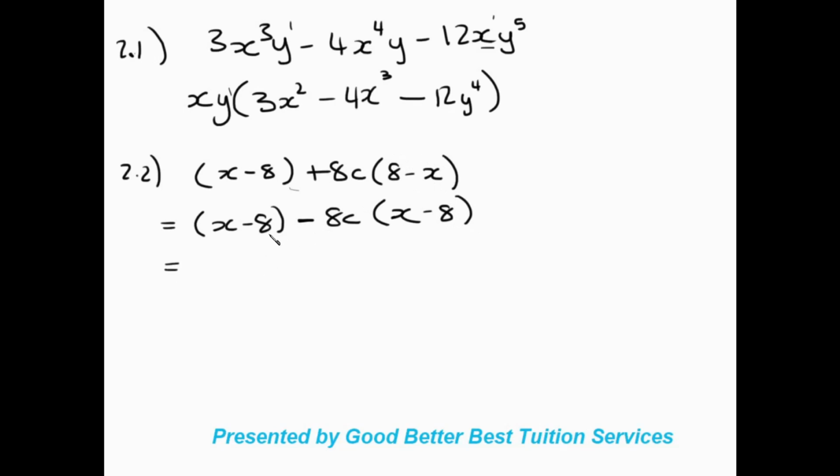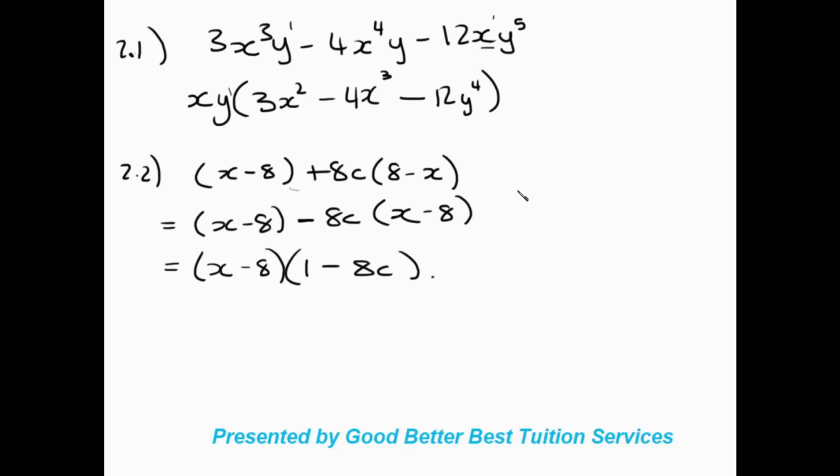Once that's happened, we can see now we have a common factor of x minus 8. So we take x minus 8 out of each side over here. So we're taking x minus 8 out of x minus 8, so we know that it's going to be 1. Now we'll put in this minus sign, and then we're saying 8c times x minus 8. Now we're dividing this by x minus 8, so we know it will cancel out. So we're just left with 8c. Cool.